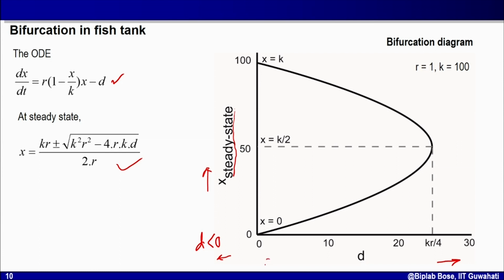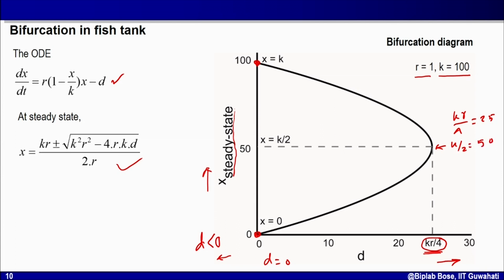When d is equal to 0, I have two steady states, x equal to 0, and the other one is x equal to k, that we have discussed just now. When d equal to kr by 4, and what I have done here, I have taken r equal to 1 and I have taken k equal to 100. So kr by 4 is nothing but 25. So when d is equal to 25 or kr by 4, I have only one solution. If you remember, just in the previous slide we have derived that. So that solution is k by 2, that is k by 2 is equal to 50 in this case.